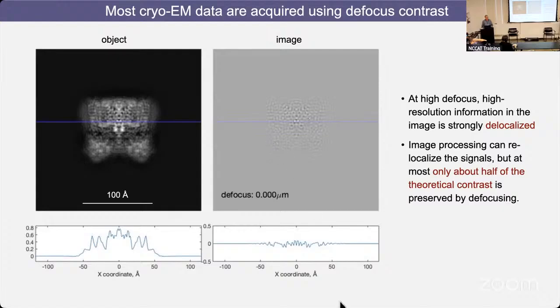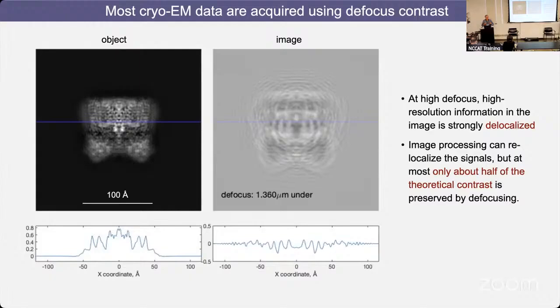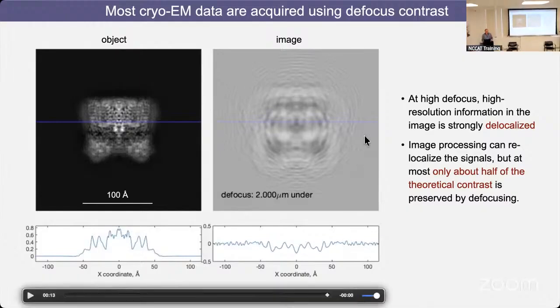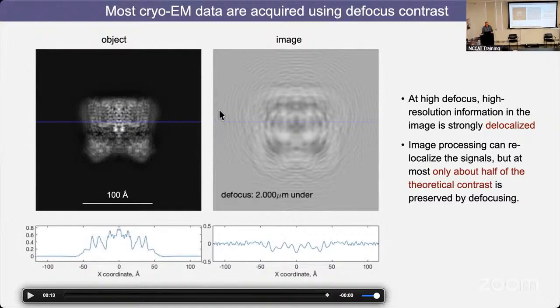That little bit that you can see is actually thanks to spherical aberration in the microscope objective lens. But then as we start changing the defocus, we get more and more signal. We can see more of what I would call the low frequency components, but we also get more and more of this delocalization. You can see way out here, these are fringes, which are actually carrying high resolution information.